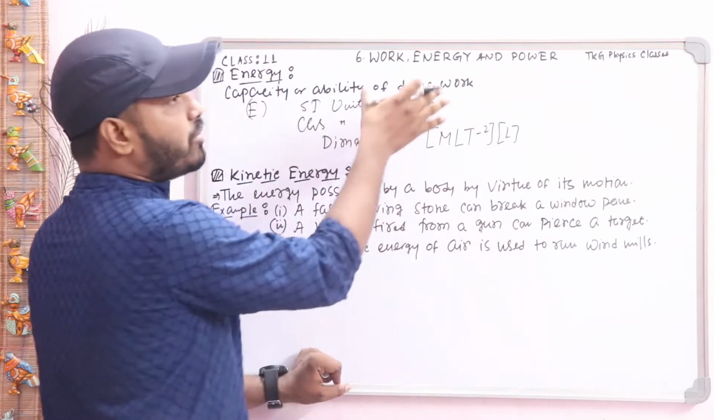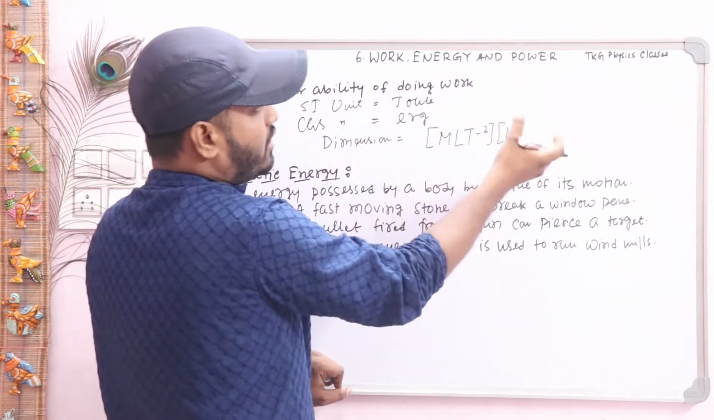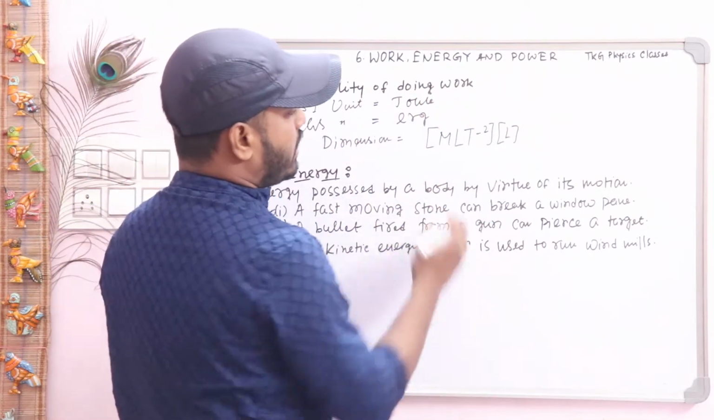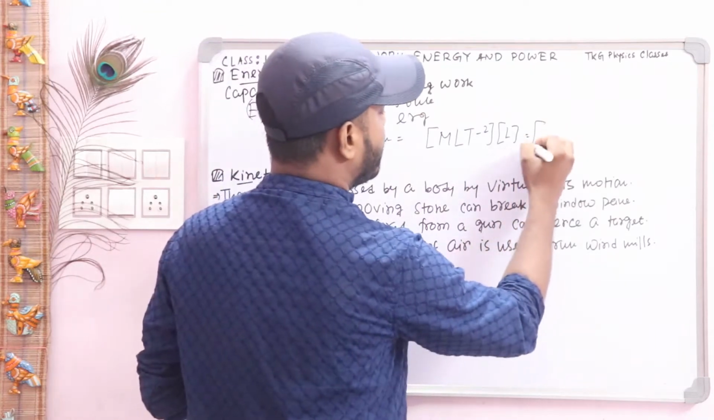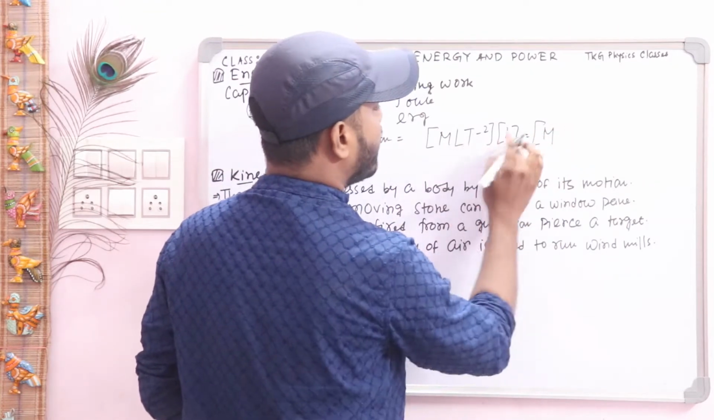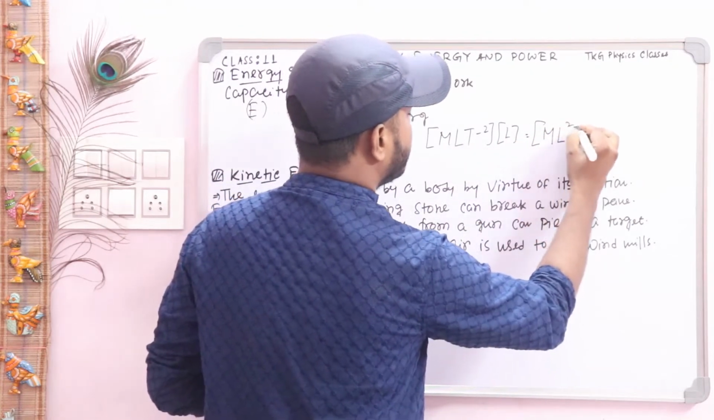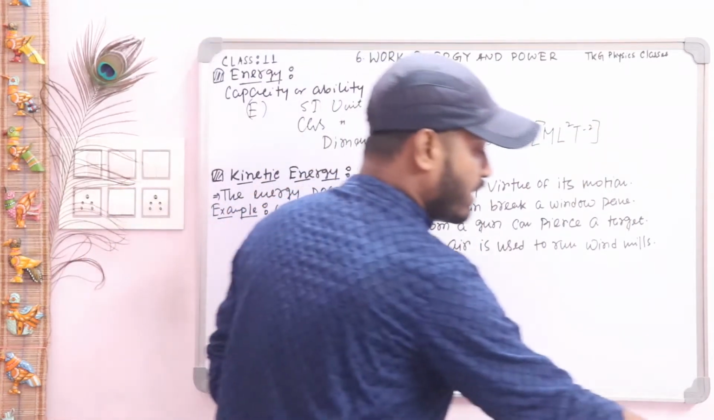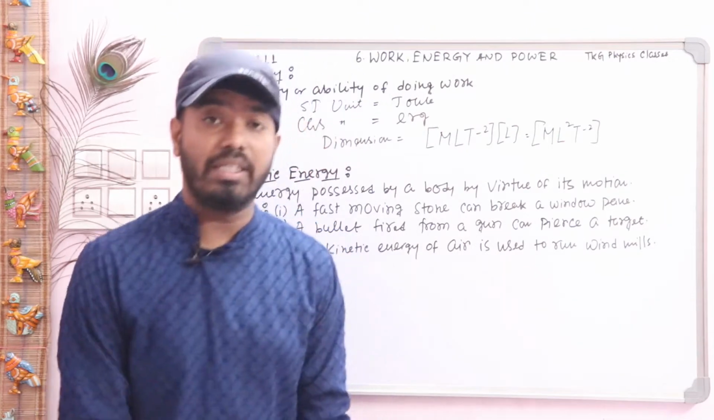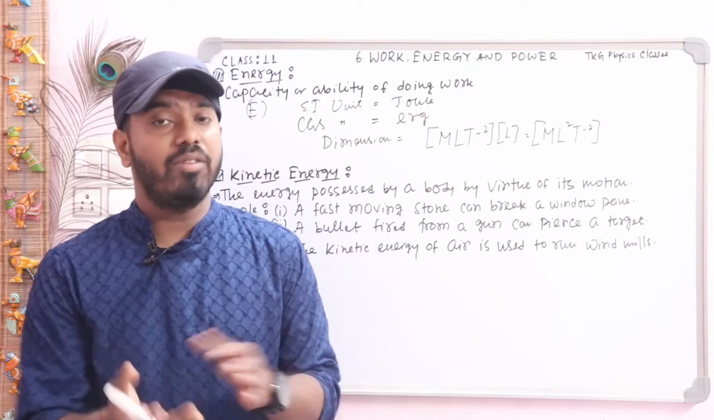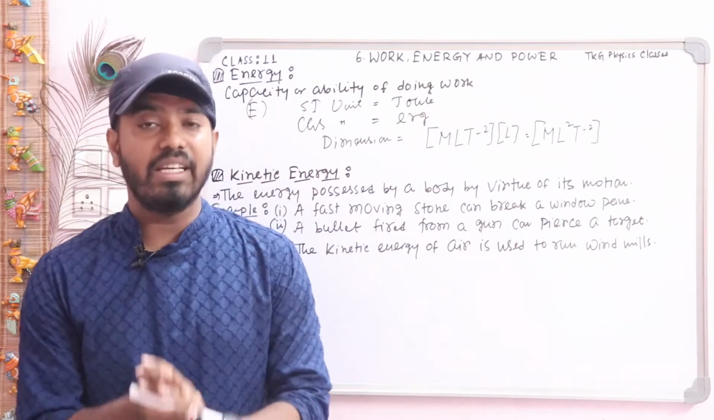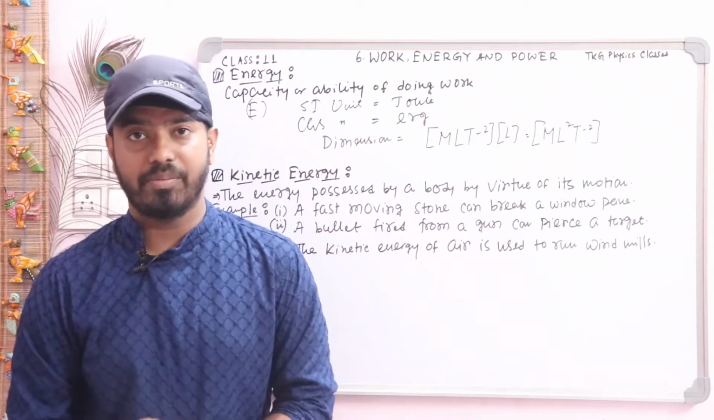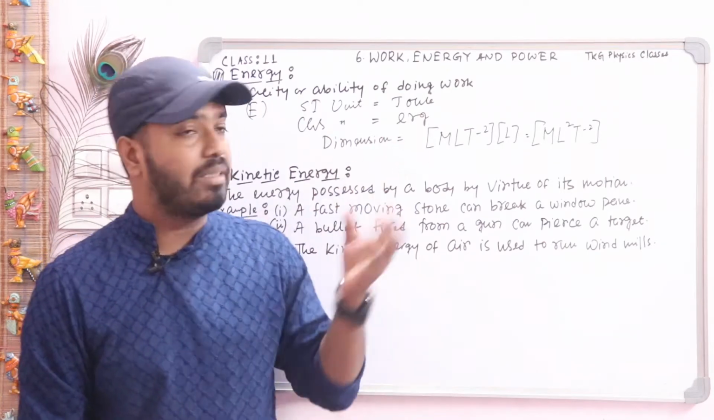Energy is the capacity of doing work, so work is converted into energy. So this expression will be M L, so that is ML squared T to the power minus 2. Now what is the quantity? Energy is a scalar or vector quantity? Obviously energy is a scalar quantity. So this is all about the basic part of energy.